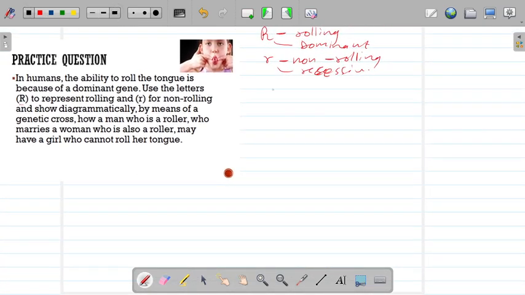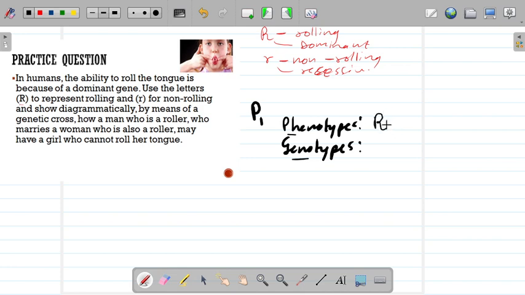First things first, we'll come to the genotypes. First, parent generation, we need the phenotypes and the genotypes. Before you stress yourself with the genotypes, first start with the phenotypes. Now, what are the phenotypes presented to you? They are saying a genetic cross of how a man who is a roller. If this man is a roller, that means they must have this R. Let's put it, roller.